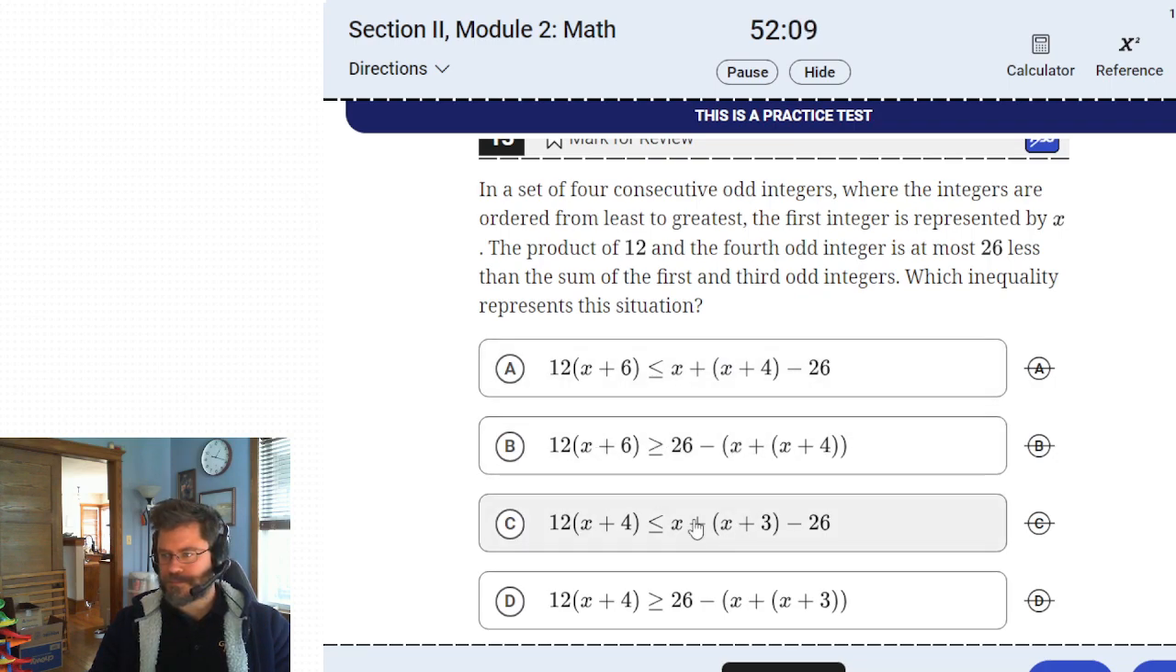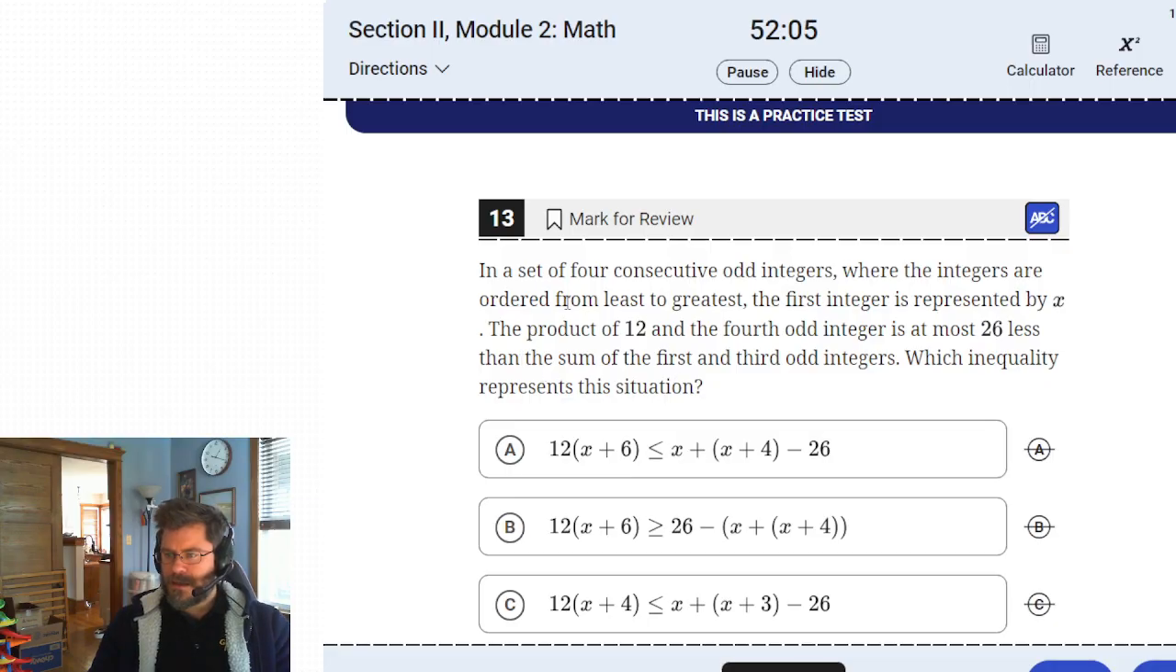All right. Scary looking equations in our answer choices here. But let's read carefully and organize what they give us. In a set of 4 consecutive odd integers, where the integers are what? So I'm just checking our time. We've been at it for 19 minutes and we're at question 13.